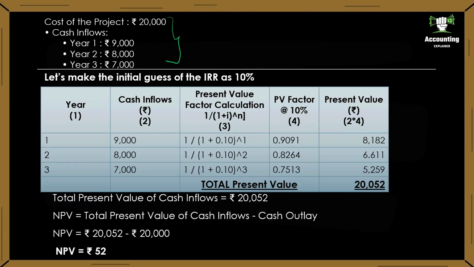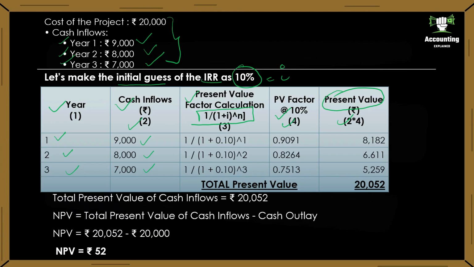The first step for finding the solution is to make an initial guess for the first IRR, which we are going to take as 10%, and find out the present value of cash inflows at 10%. For that, we are opening a table which has the following columns. Here cash inflows, present value factor calculation, the formula is 1 by (1 plus I) the whole power n. Here I is 10%. PV factor at 10% and present value of cash inflows, that is 2 into 4. Now for year 1, 2 and 3 we have the cash inflows of 9,000, 8,000 and 7,000. We take it to the table: 1, 2, 3, 9,000, 8,000, 7,000.